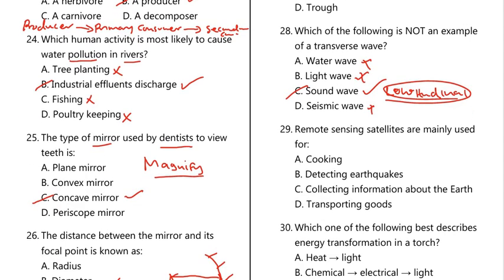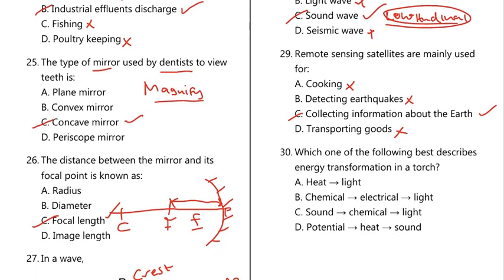29. Remote sensing satellites are mainly used for cooking, no. Detecting earthquakes, no. Collecting information about the earth, yes. Transporting goods, no. This one is for travel.